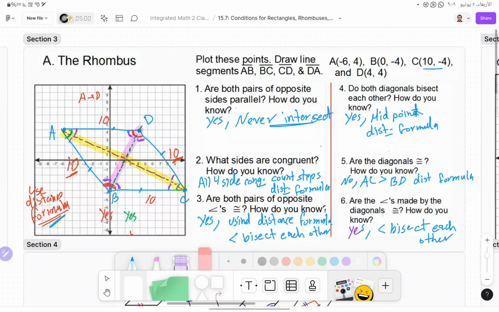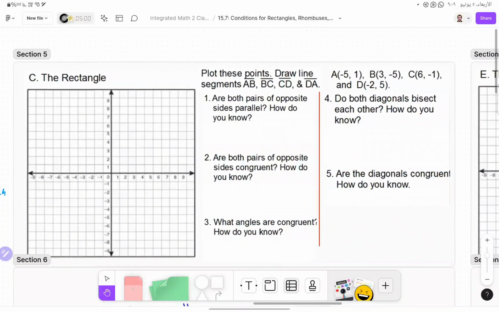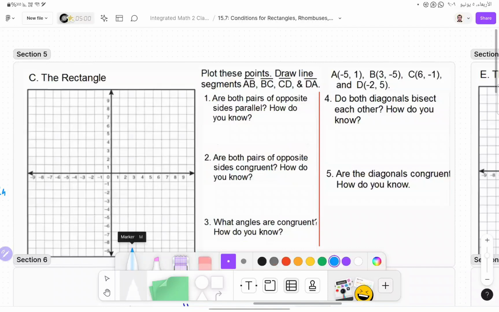Now let's go to the second shape. Let's start with the rectangle. As you can see, let's first draw the rectangle using the plot points. The first point is -5 and 1, which is here, so this one is point A. Point B is 3 and -5, which is here, so this one is B.